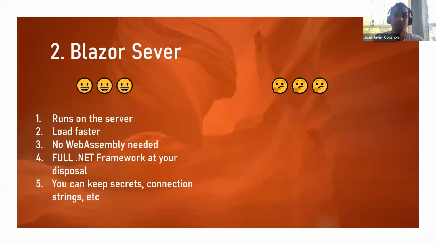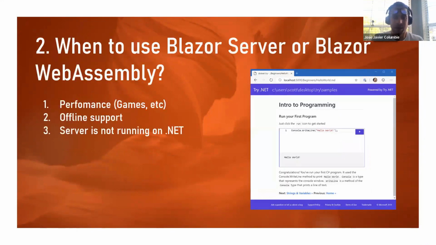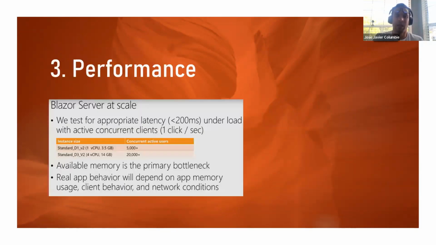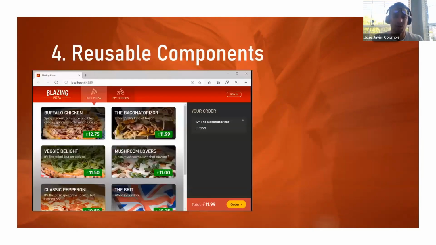There is no need for WebAssembly, so it's more secure. You can keep all your connection strings and all your secrets. Of course, you need the server and there is no offline support, but this is really the great thing about Blazor. Now, I'm not going to get into the performance. We can talk about scalability. This is the picture that Microsoft provides. We also have a SignalR connection, and when we scale big, we can use the SignalR Service that even takes processing out of our CPU.